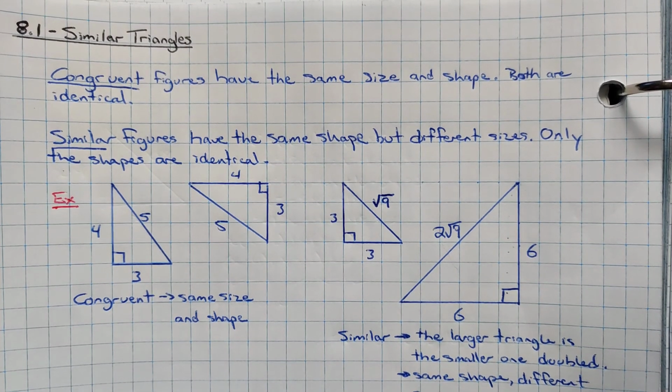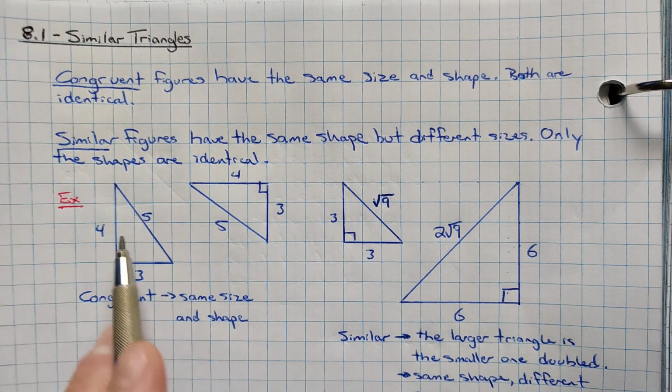In this unit, we're taking a look at trigonometry, and we're going to start with similar triangles. So a couple definitions. First off, congruent figures. We're focused on triangles, but congruency can work with any figure. Congruent figures have the exact same size and shape. They are identical. Similar figures have the same shape, but they're different sizes. One is a scaled up version of the other.